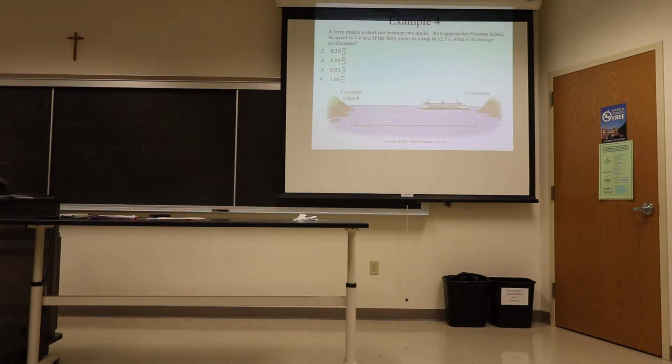Between two docks, it approaches, I don't know how to say this, G Island. Its speed is 7.4 meters per second. If the ferry slows to a stop in 12.3 seconds, what is its average acceleration?